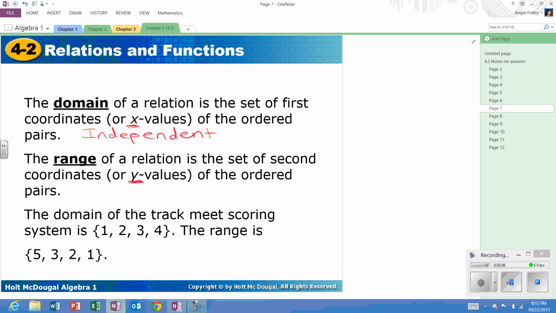And then our range, like I said, is all the y values, and we call that our dependent variable or dependent variables. Okay, so in that one example with the track meet, the domains are just all the x values, and we write them in brackets. So we list them out 1, 2, 3, 4. We just list out the x values. And for the range, we just list out the y values, and we put them in brackets. Okay, if you have a repeating x or y, you do not have to write it twice.